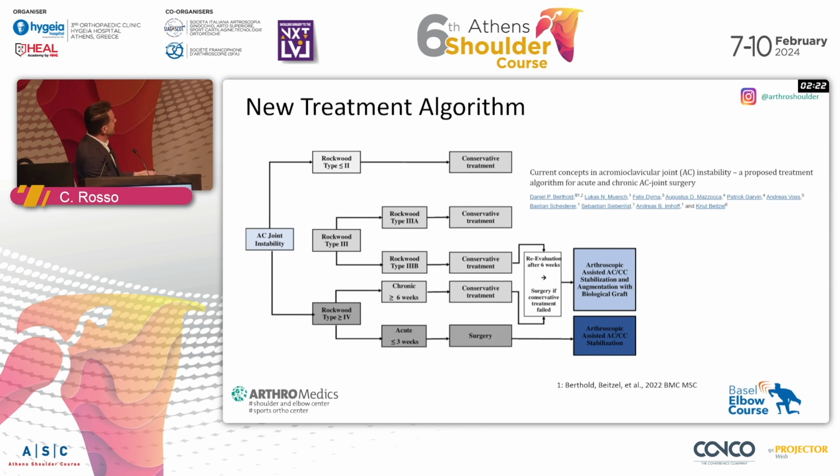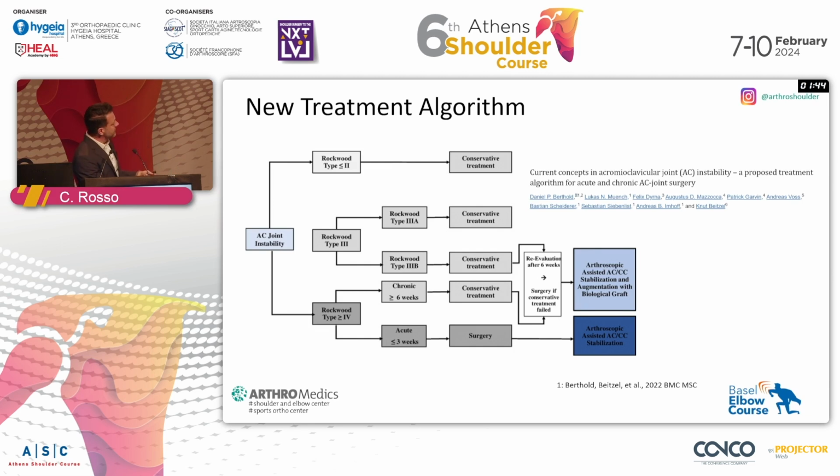So here you have AC joint instability, Rockwood 2 or smaller, so 1 and 2, conservative, as Felix said. Then we have the Rockwood 3s. The Rockwood 3A is with good scapular function, conservative treatment. And then the 3Bs, conservative treatment as well, but if they fail, you assess them after 6 weeks, and if you remember one of my first slides, 6 weeks is already considered chronic. So that's why we should augment it with a biological graft, whatever you take.